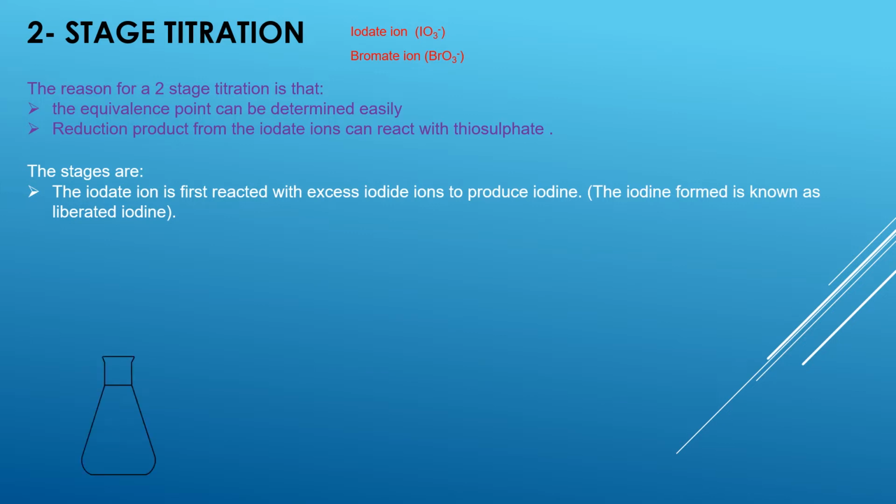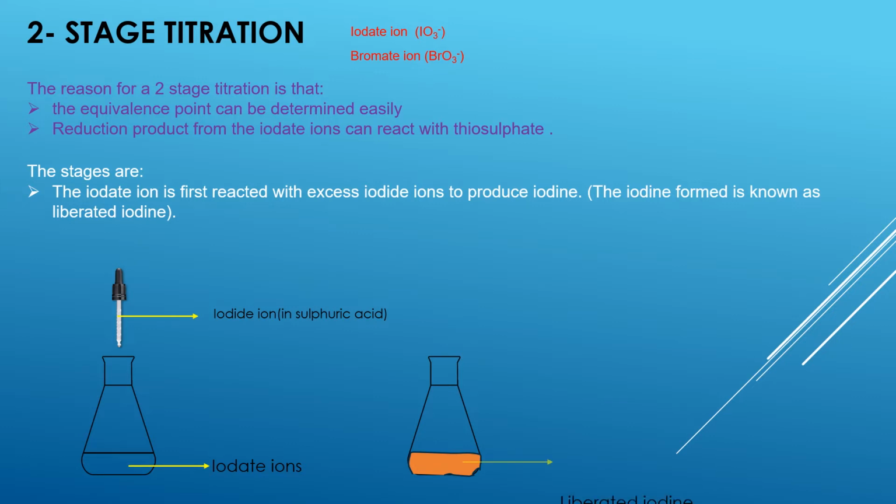We will have a conical flask containing the iodate ions, which is one of the reactants in the titration. To this we will add some iodide ion mixed in sulfuric acid. When these two react together, they will give you a brown substance, which is the liberated iodine. And this is the reaction that takes place in the first stage: IO3⁻ reacted with iodide ion, giving you iodine.